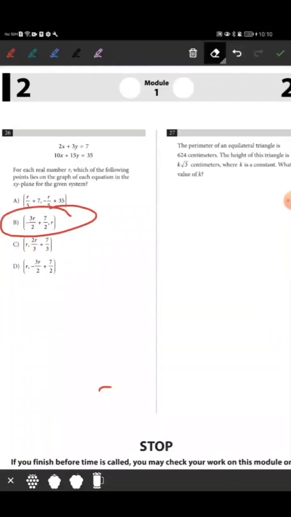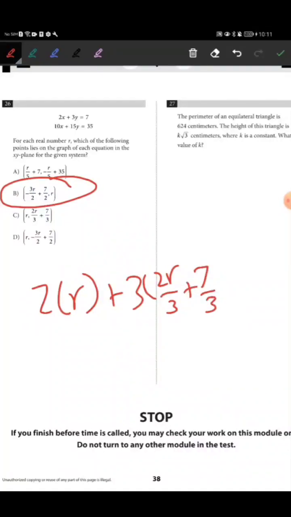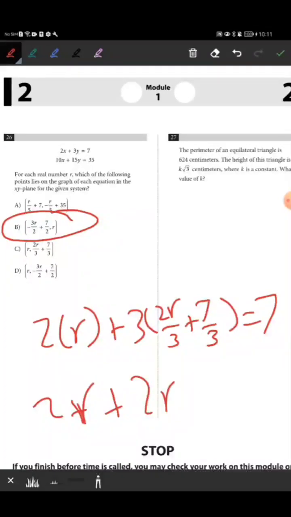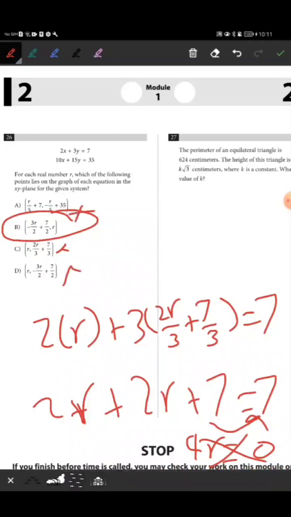So let's try another one to make sure that this one is the correct answer. So let's substitute here. 2r plus 3, 2r over 3 plus 7 over 3 equals 7. So 2r plus 2r plus 7 equals 7. So 7 minus 7 equals 0. And 4r equals 0. So this one is wrong. So C is wrong, and D is wrong, and A is wrong. So the answer is B.